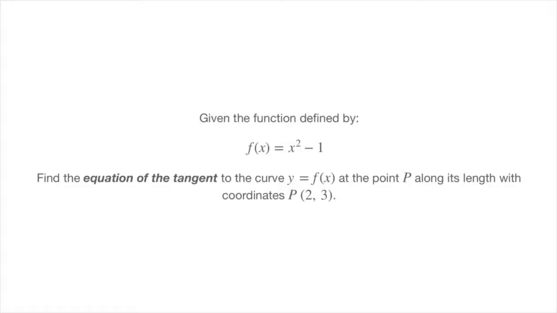As a first example, we're given the function defined by f of x equals x squared minus 1. And we're asked to find the equation of the tangent to the curve at the point P along its length with coordinates (2, 3). Okay, well I'll start by moving this question to the side, like so, and now we can get started. The function that we're dealing with here is f of x equals x squared minus 1. And although this isn't required, I like to make a quick sketch of what this function's curve actually looks like, so that I know what I'm dealing with.